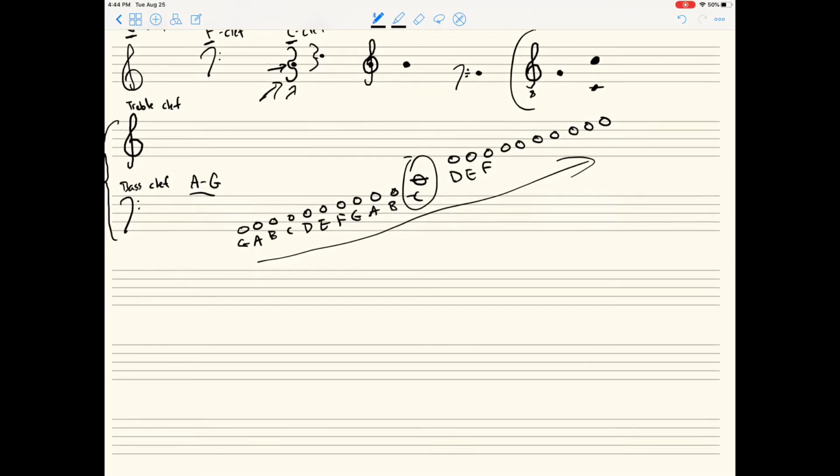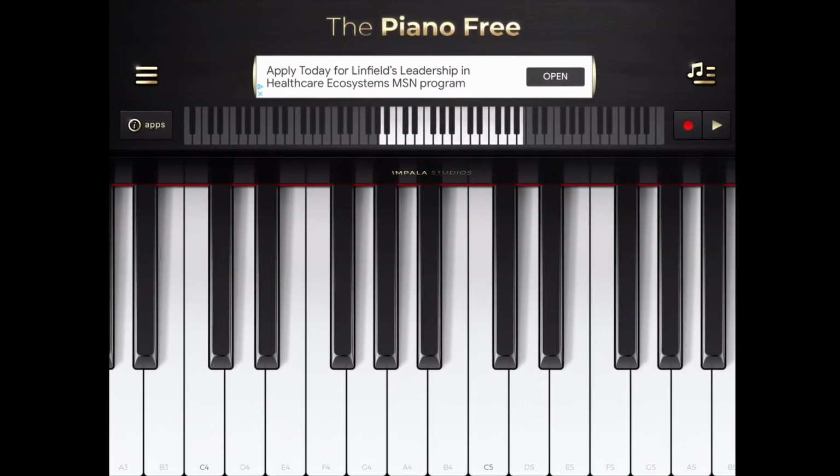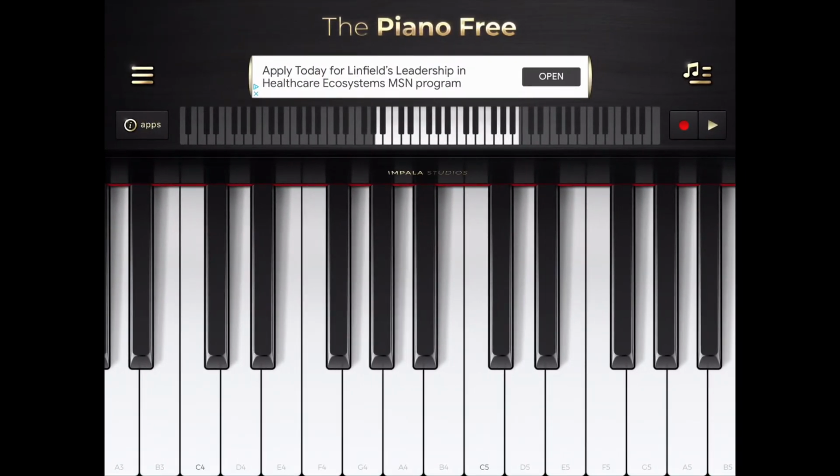Now there are some tips and tricks to finding notes without having to count a million notes up from wherever the note is, and I'm going to show you a few. My favorite to teach is these little mnemonic devices. So the spaces in the treble clef spell FACE. This F is the F above middle C. So that's F, A, C, E.